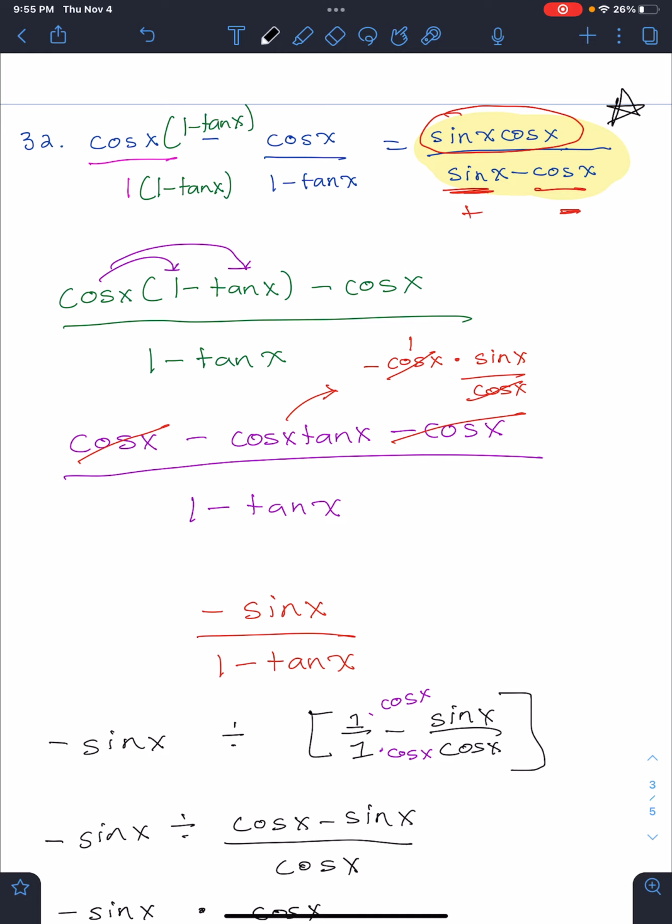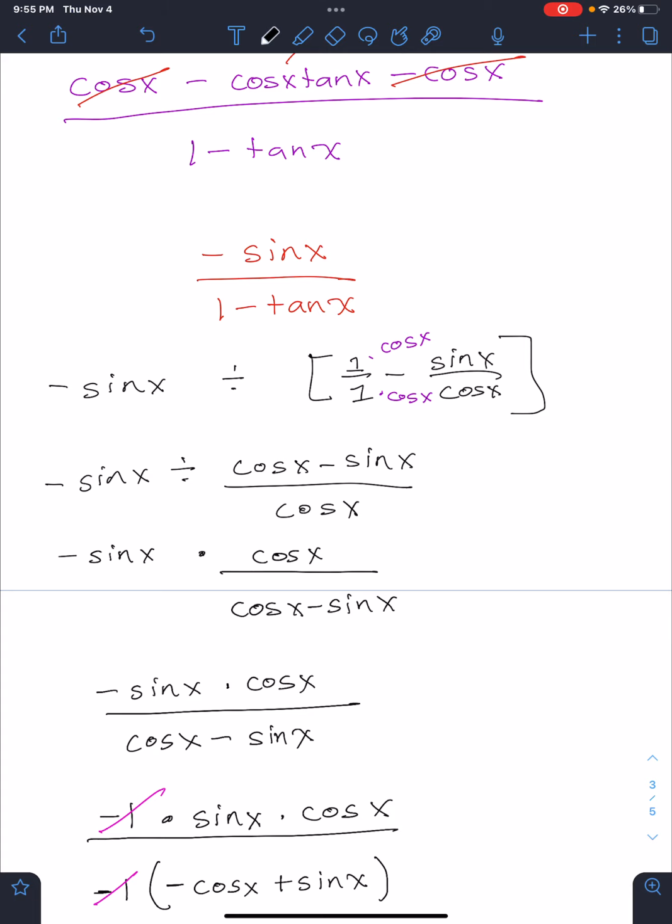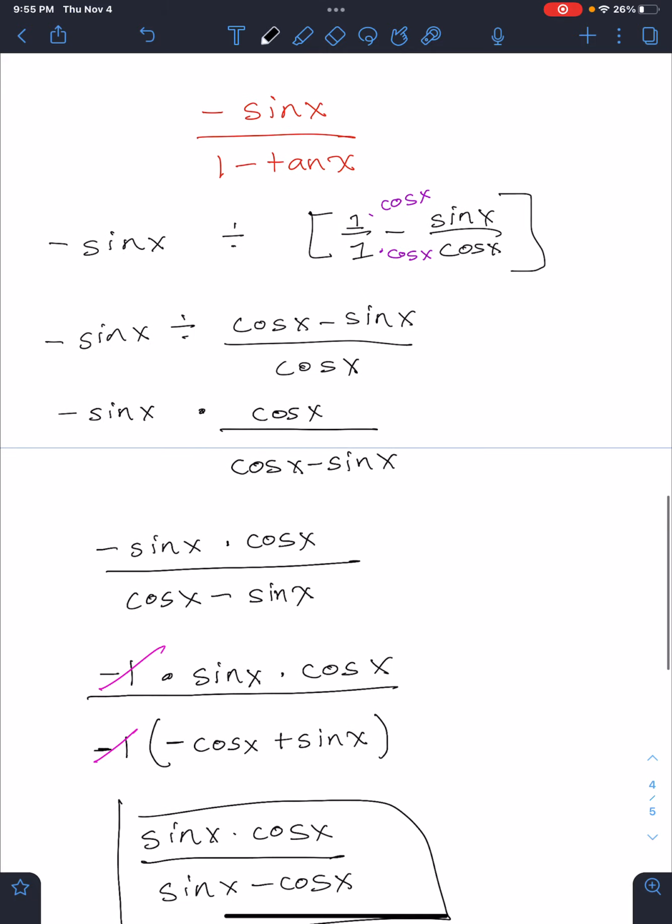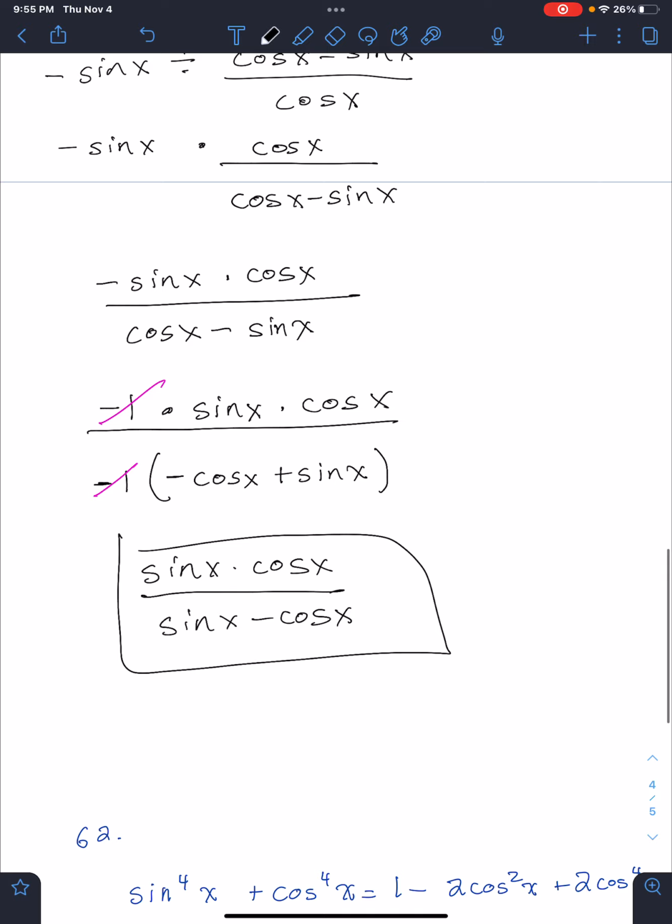So we went on a journey here. We knew this one was going to be messy. We knew that we're going to have to simplify and have faith in the process that at some point we would get to where we wanted. And voila.